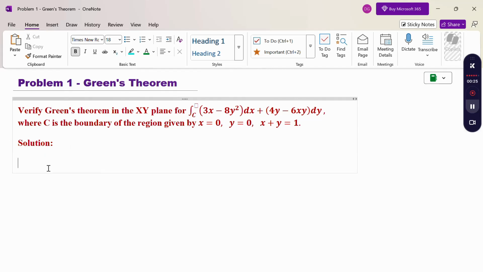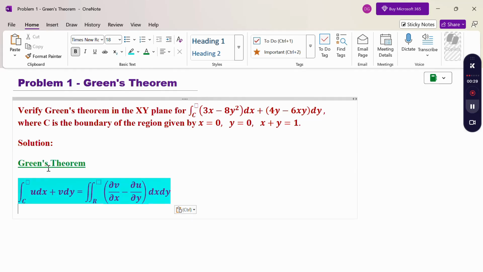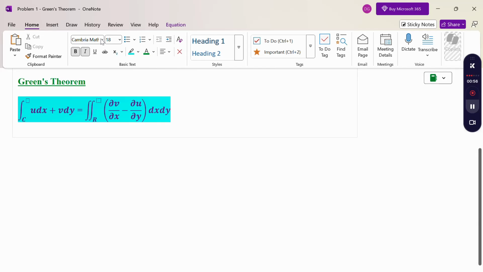First of all, the statement of Green's theorem is: the integral over C of u dx plus v dy equals the double integral over the region of (dou v by dou x minus dou u by dou y) dx dy. Verification means that if the left hand side and right hand side values are equal, then Green's theorem is verified.